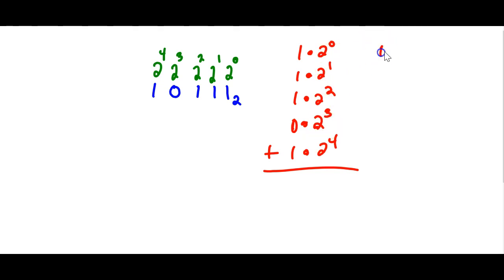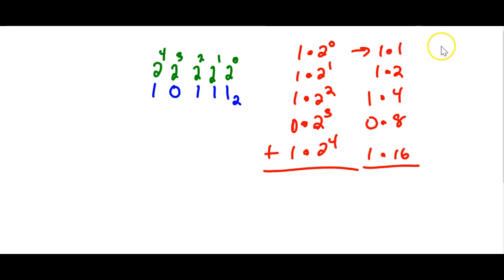2 to the 0 is 1, so it's like saying 1 times 1. 2 to the first is just 2. 2 squared is 4. 2 cubed is 8. And 2 to the fourth is 16. And so 1 times 1 is 1, 2, 4, 0, and 16.